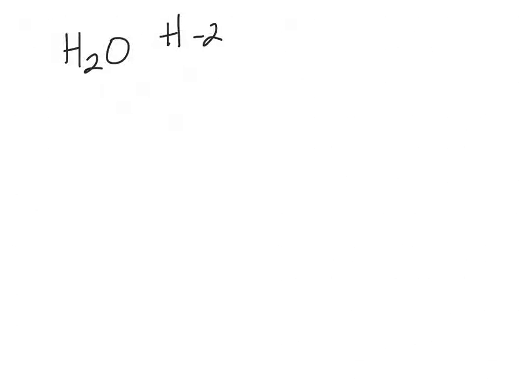Oxygen, how many valence electrons? You need your yellow periodic table: 6. So we have a total of 8 electrons to place. 8 electrons total, okay?